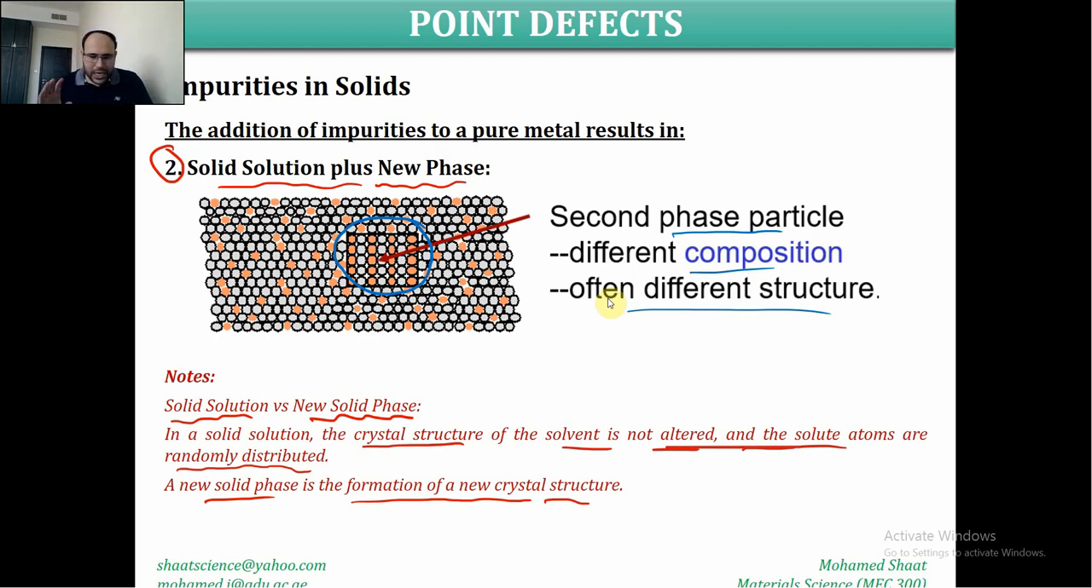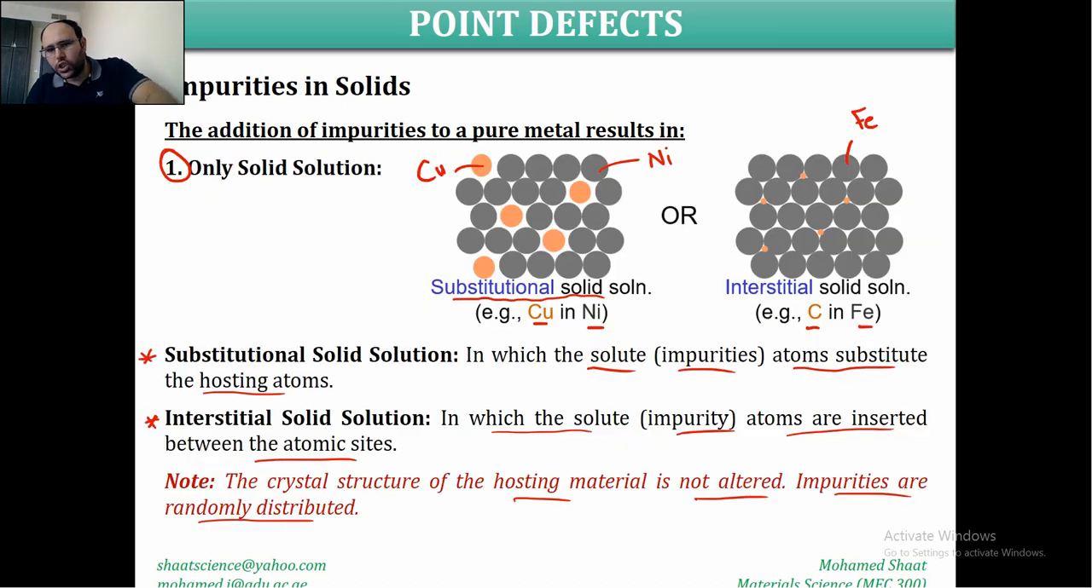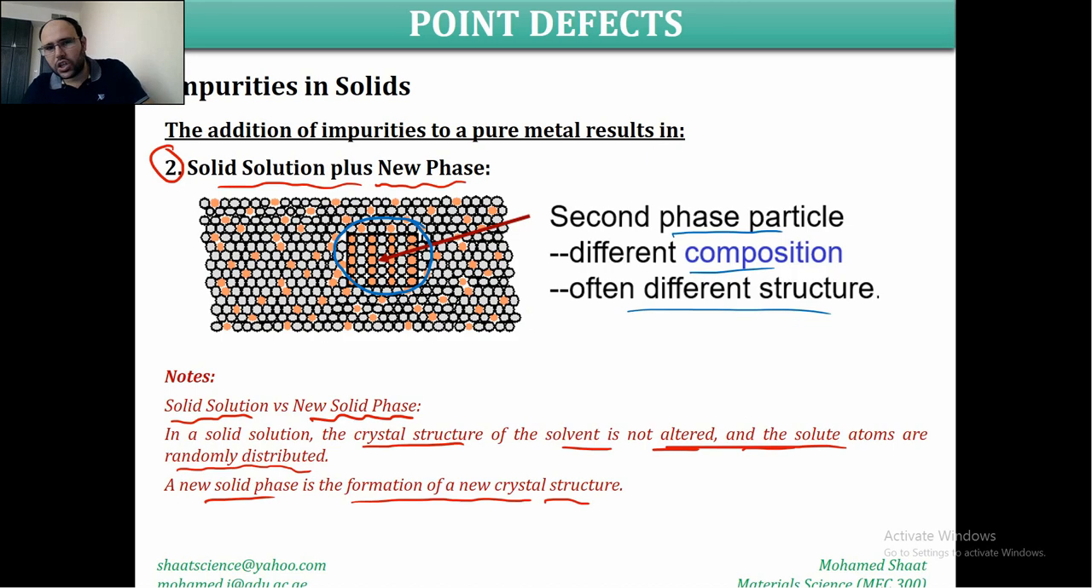So again, making alloys or adding impurities to the material could result in a new phase or a solid solution. How we can create this solid solution, it would be substitutional or interstitial. Make sense? In case we're going to end up with a different crystal structure, this is going to form a new phase inside the material structure, which indicates a new material. Okay?